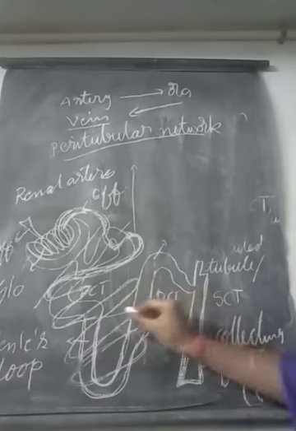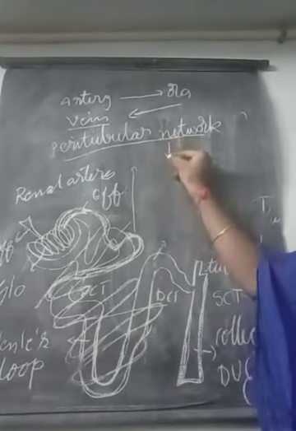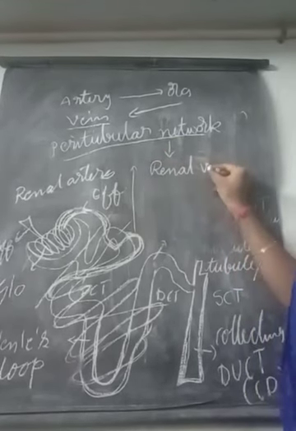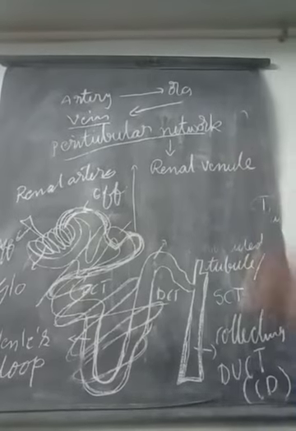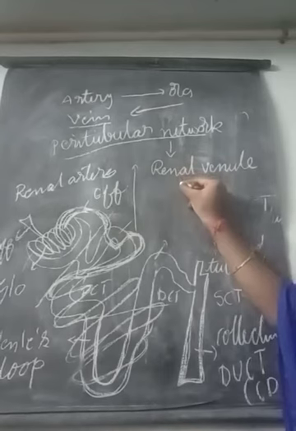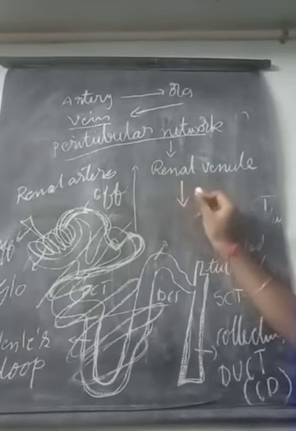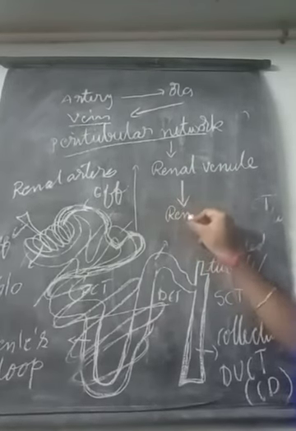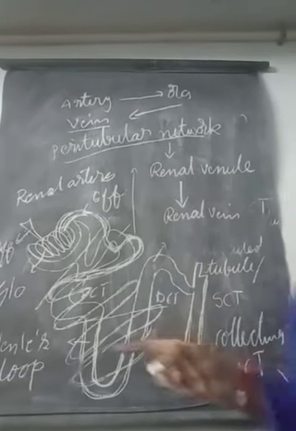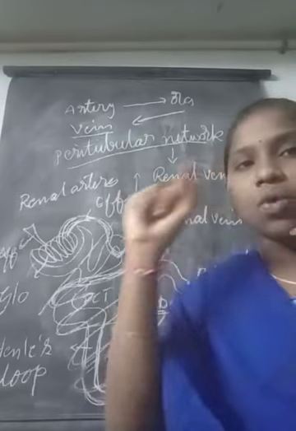So while leaving the nephron, the peritubular network forms the renal venule. Venule is the smallest part of the vein. All the renal venules come together and form the renal vein. And this renal vein comes out of the kidney.